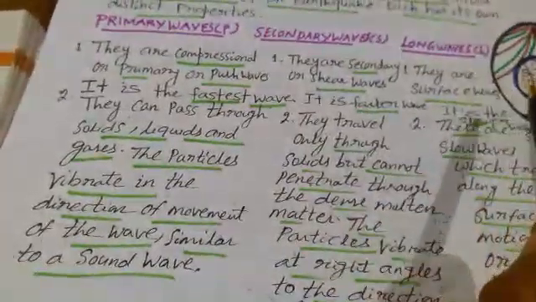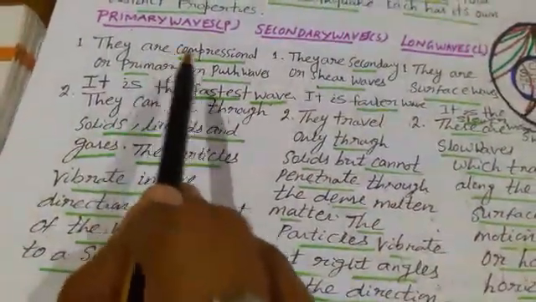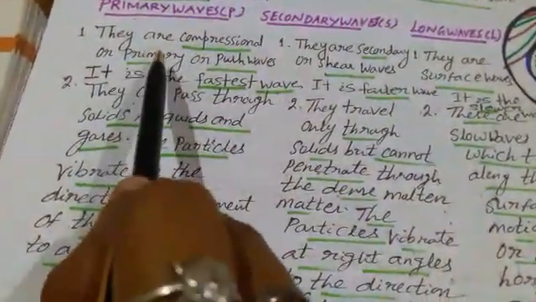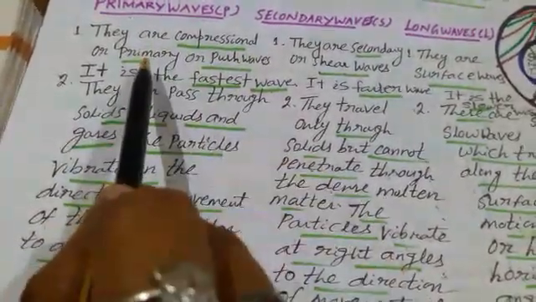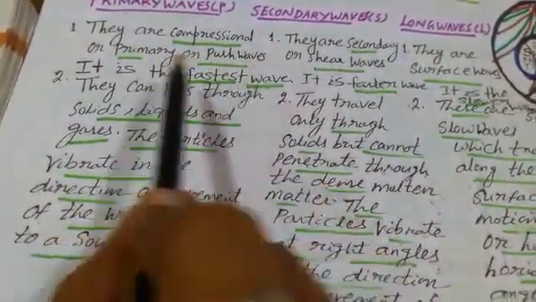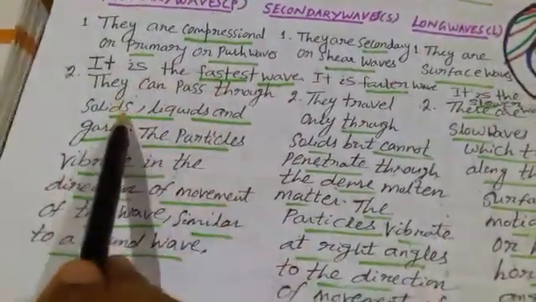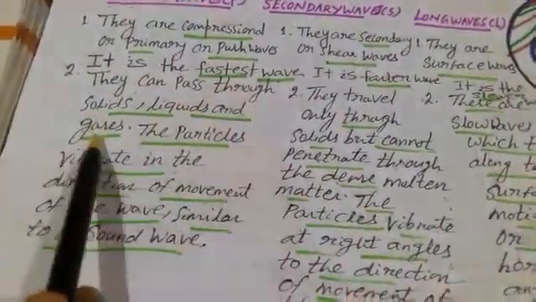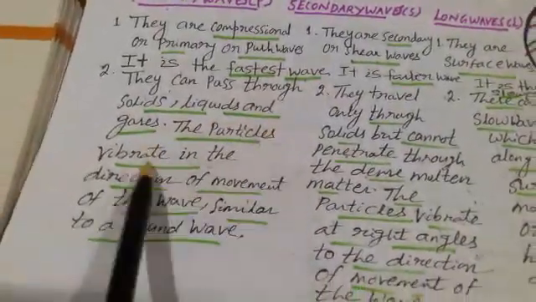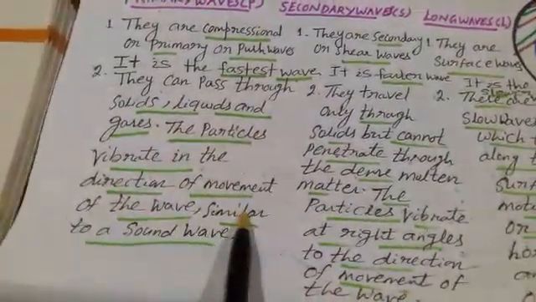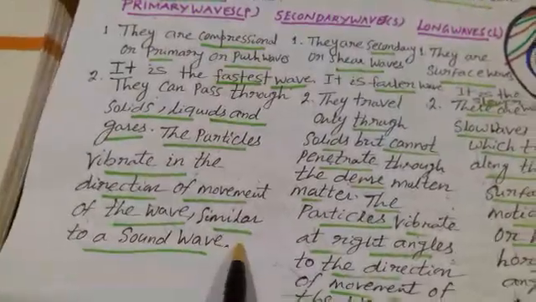Now we'll discuss in detail each type of wave. First one, primary waves. They are compressional or primary or push waves. It is the fastest wave. They can pass through solids, liquids and gases. The particles vibrate in the direction of movement of the waves, similar to a sound wave.